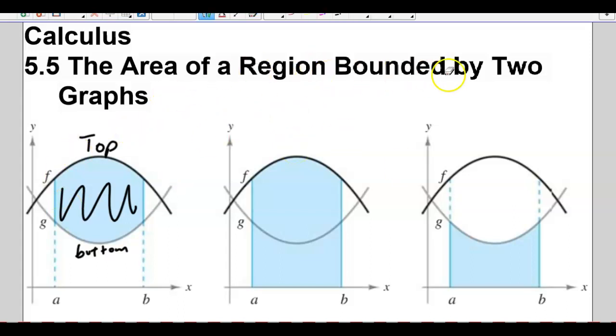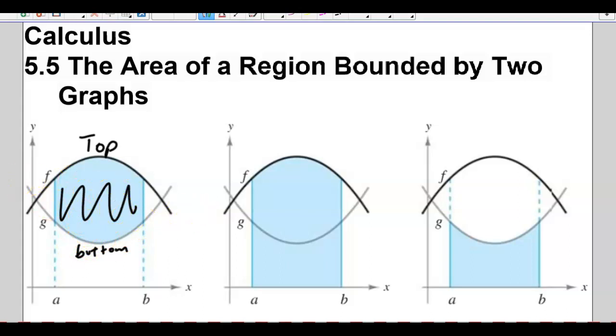Right here, the area of the region bounded by two graphs. All right, y'all see f of x right here, and that's g of x, and then there's a region in between it. That's the area we're looking for. It's bounded by two graphs, the function f and the function g. So this is the top, this is the bottom, and we want the area in between.